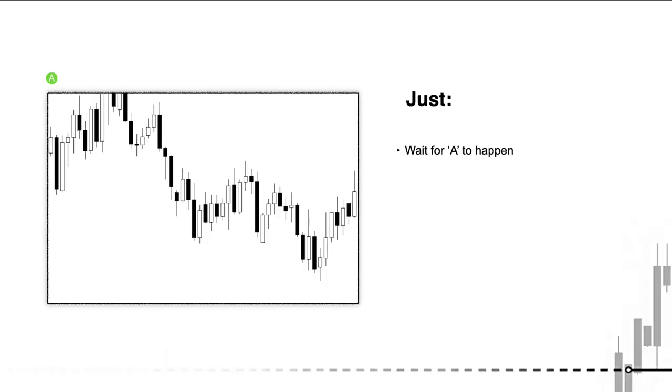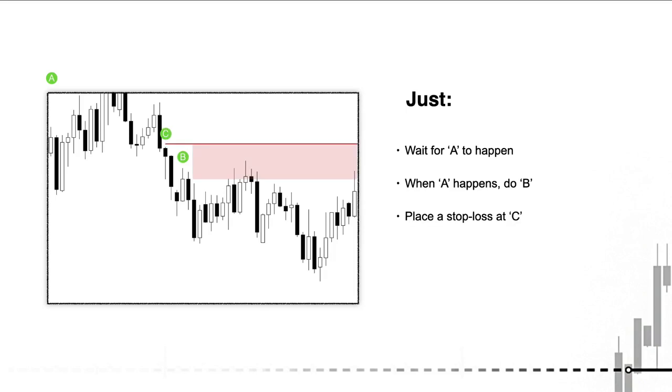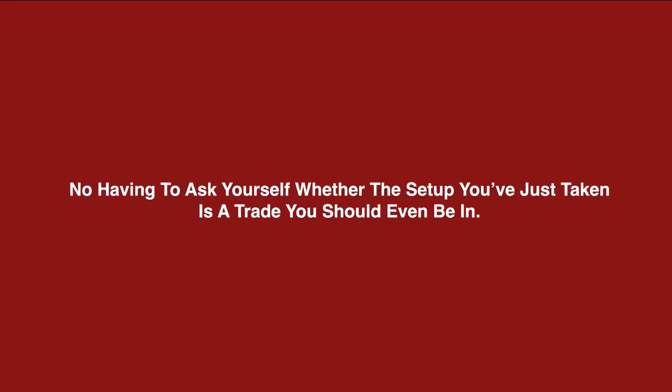Just wait for A to happen. If A happens, then do B. Place a stop loss here, a profit target there, and just walk away. No worrying about, is this trade correct or not? No having to ask yourself whether the setup you've just taken is a trade that you should even be in. No entering late, no exiting early. In fact, no thought or emotion whatsoever. Just a proven system where you will win more than you lose. Something that you can stick to, where you know, in the end, you will make money.